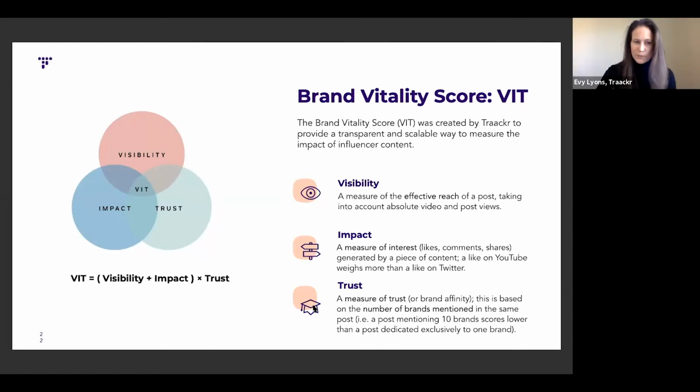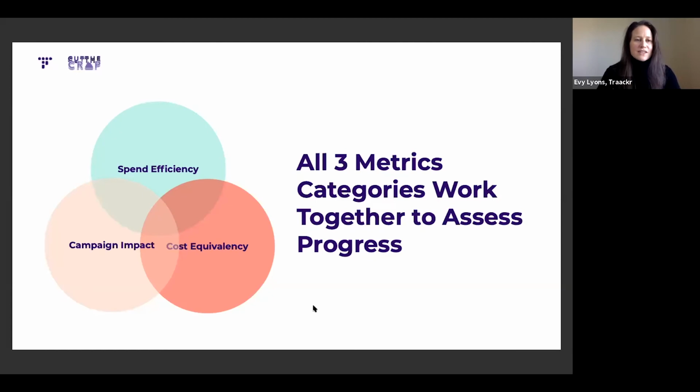But to summarize, marketing measurement in general is complicated. Let's not pretend it's not. In influencer marketing, we can break up the core metrics or the categories of metrics. We see them at three different levels here: campaign, spend efficiency, and cost equivalency. And the key is really to just get everybody on the same page, and having one system of record where you can measure everything and speak the same language and really empower that continuous improvement.